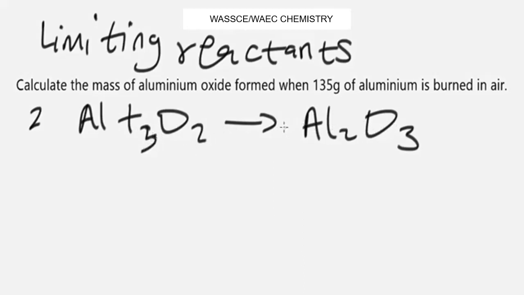3. So what if we put 2 here? Oxygen will not be balanced. 6. These 2 times this 3, 6. So oxygen is now balanced, but aluminium is now 4. So that means let's add 4 here.